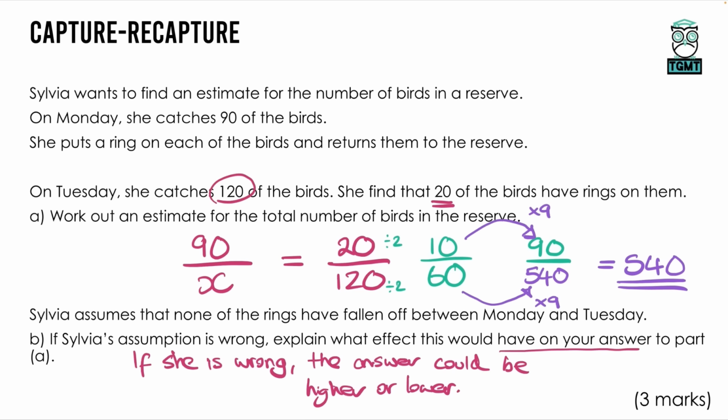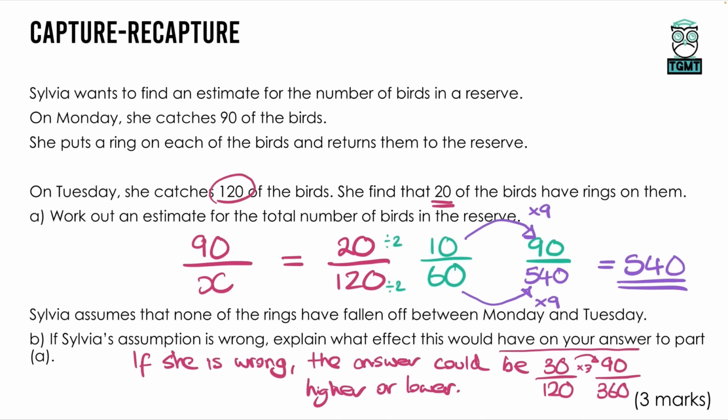Now, that would change our answer, because if it was 30 out of 120 instead, and we were trying to get to 90, well, in that scenario, we would only multiply by 3. And in that scenario, the total would be 360. So in this one assumption, which is a very unique question, actually our answer couldn't be higher or lower. If she's wrong and some of them have fallen off, then our answer could only be lower.